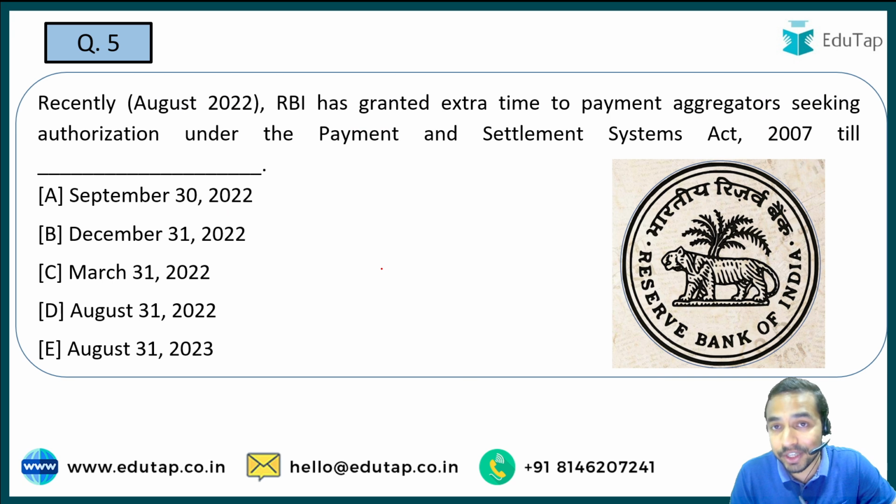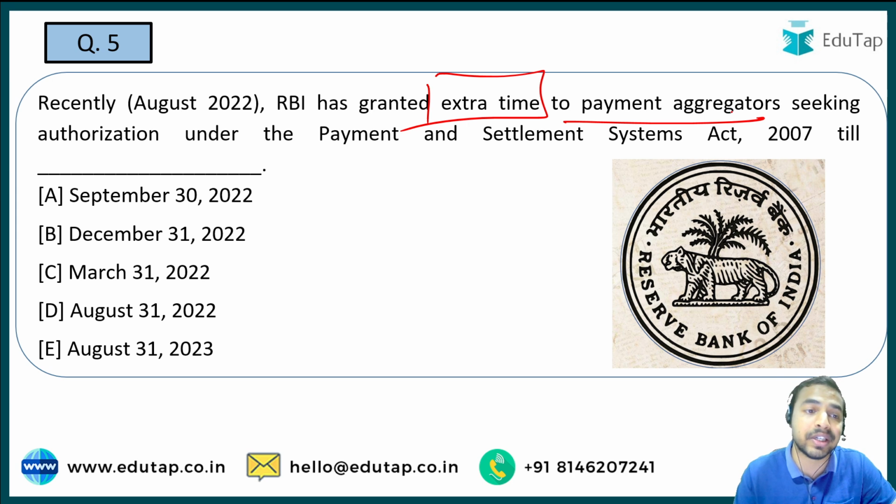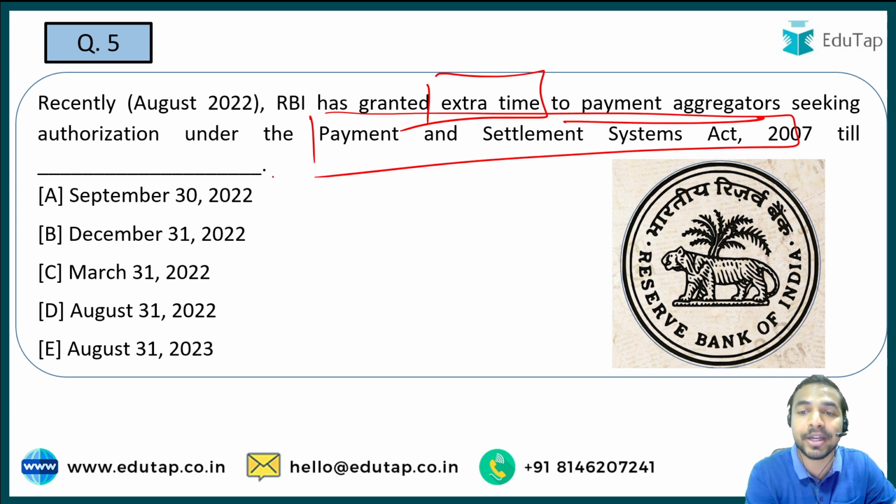So guys, here Malaysia was the right answer. Let's move on to the next question, which is related to the Reserve Bank of India. The Reserve Bank of India has once again granted extra time to the payment aggregators who are seeking authorization under the Payment and Settlement Systems Act 2007. You are just required to tell me by which particular date this extra time will end.